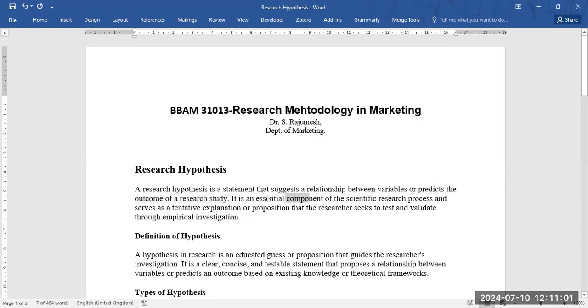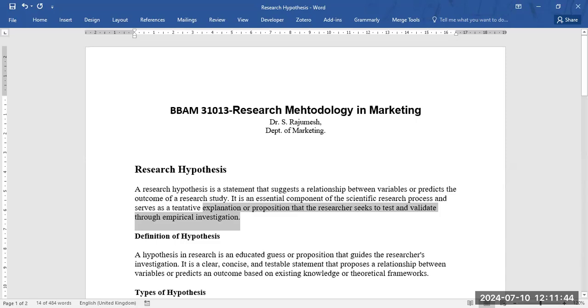It is a very important aspect of the scientific research process and serves as a tentative explanation or proposition that the researcher seeks to test and validate through empirical investigation. Normally in quantitative research studies, if there is any hypothesis, researchers try to gather the data scientifically and test that hypothesis with the help of the data.